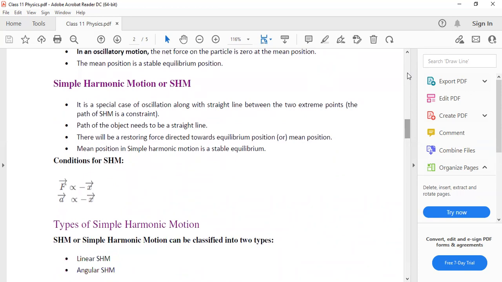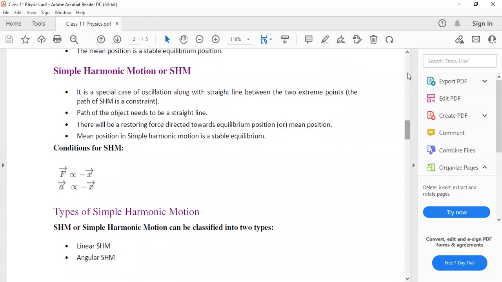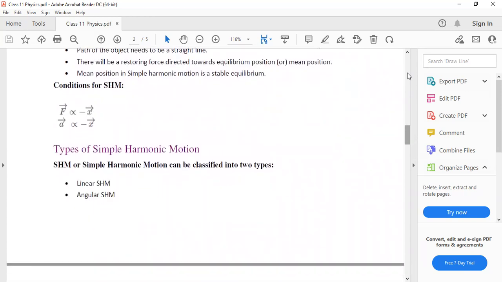These are some conditions for simple harmonic motion: the force vector should be proportional to minus x vector. Also, the acceleration should be proportional to minus x vector. Okay, these are some conditions for SHM.